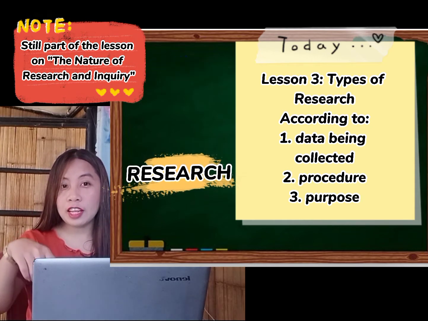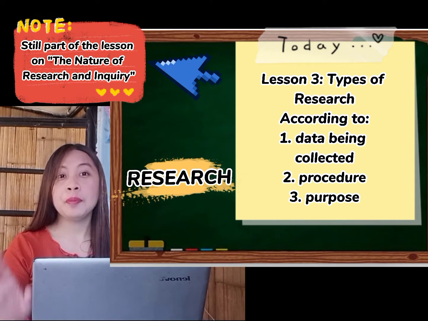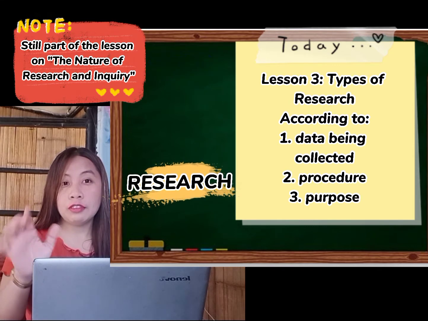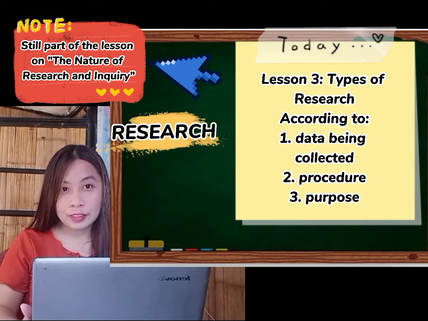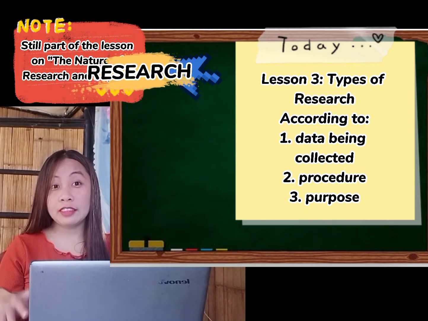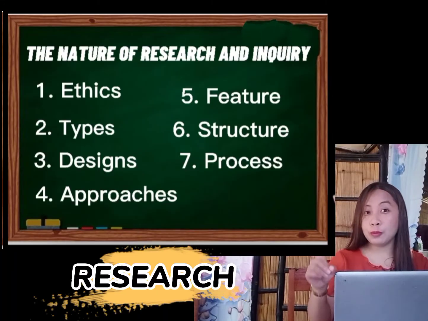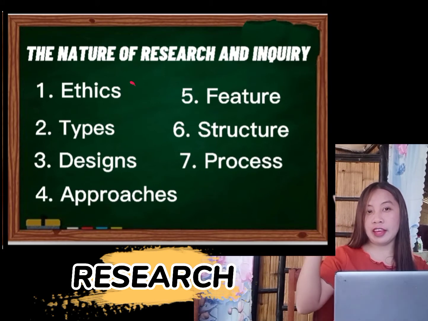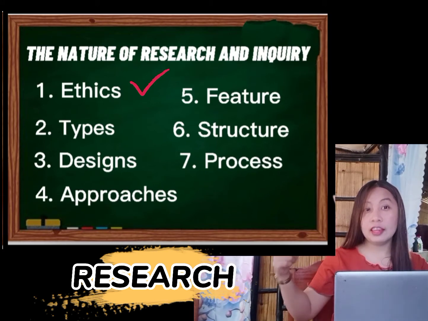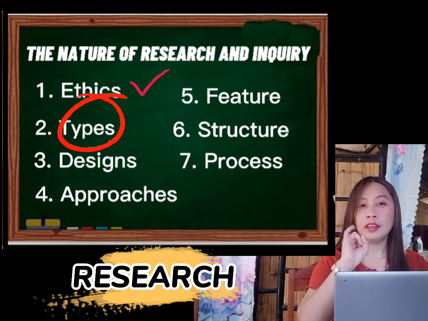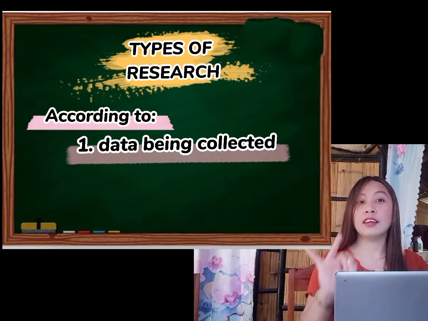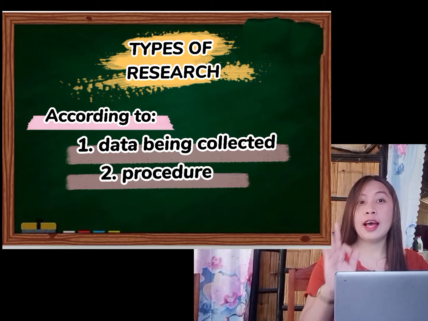So, katulad ng sinabi ko doon sa second lesson ko, pag sinabi natin nature of research and inquiry, medyo broad yung topic na yan. So, meron tayong 7, right? Naalala pa rin ba? Okay, ito po sila. So, tapos na tayo dito sa ethics. Dito naman tayo sa types of research according to data being collected, to procedure, and to purpose.